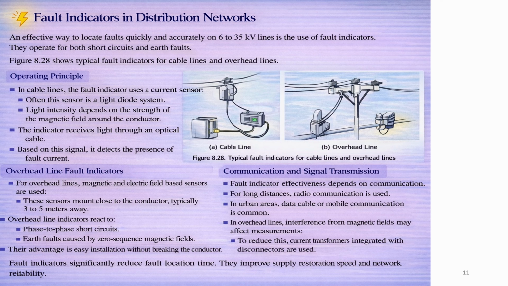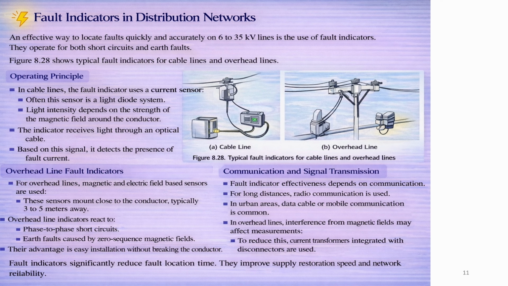Fault indicator effectiveness depends on the communication. For long distances, radio communication is used. In urban areas, data cables or mobile communication is common. In overhead lines, interference from magnetic fields may affect measurements. To reduce this, current transformers integrated without disconnectors are used.